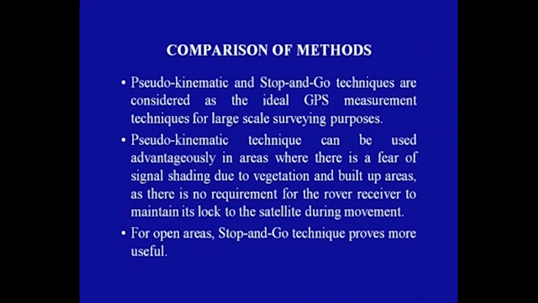Now, let us look at the comparison between pseudo-kinematic and stop and go techniques, as these are considered the ideal GPS measurement techniques for large scale surveying purposes. Pseudo-kinematic techniques can be used advantageously in areas where there is a fear of signal shading due to vegetation and built up areas, as there is no requirement for the rover receiver to maintain its lock to the satellite during movement. For open areas, stop and go techniques prove to be more useful.